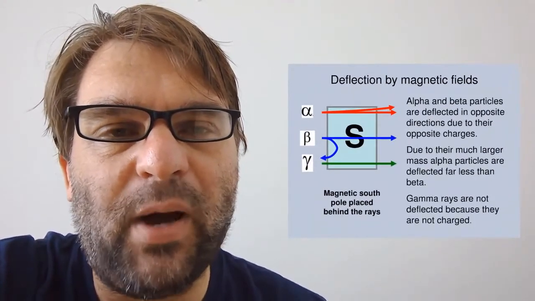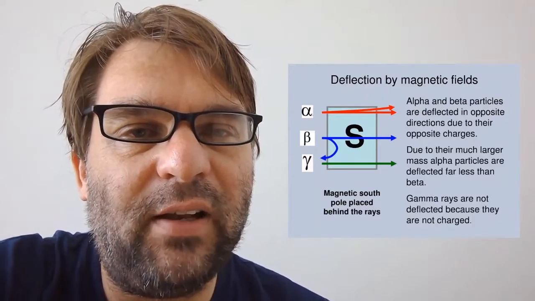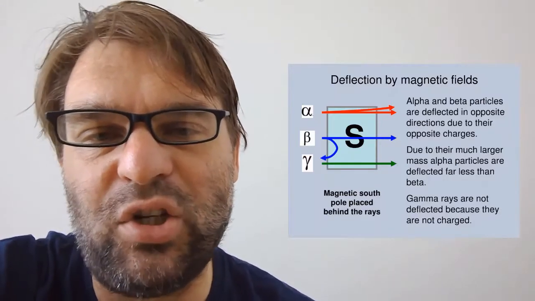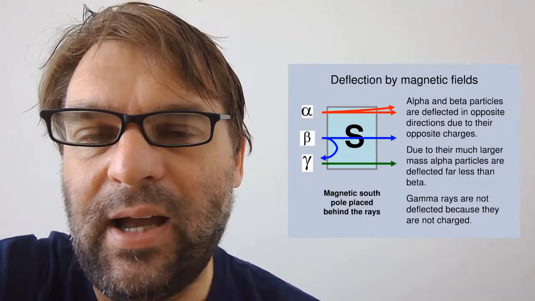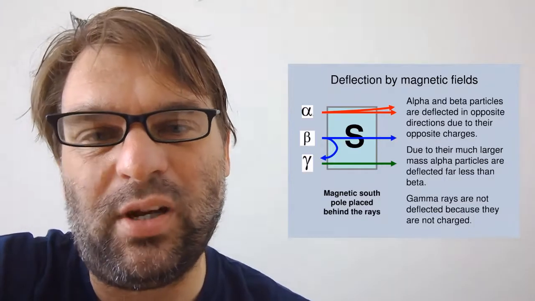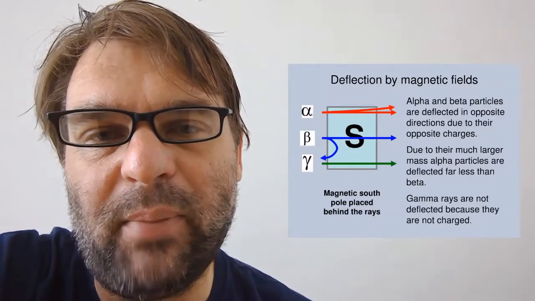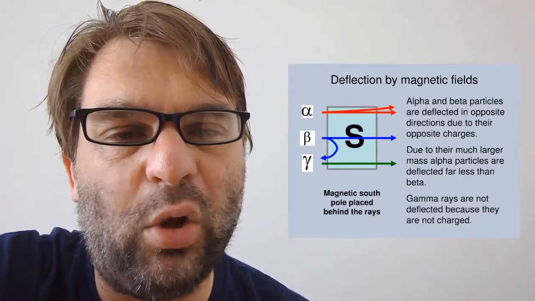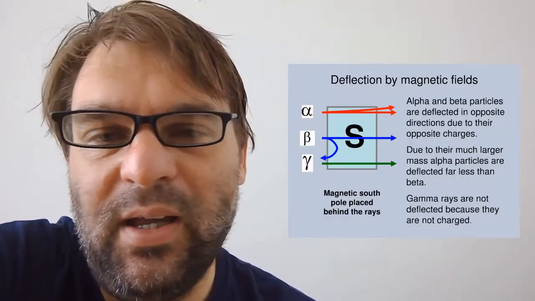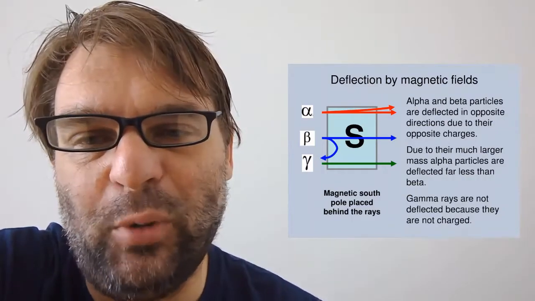In terms of deflection by magnetic fields, which is a property of these particles, alpha and beta particles are deflected in opposite directions because they have opposite charges. Alphas are positively charged, betas are negatively charged. Because alpha particles are a lot heavier, being basically the nucleus of a helium atom, they are deflected a lot less than beta. Beta gets deflected quite a lot. Gamma rays aren't affected by magnetic fields because they don't have any charge, and only charged species are deflected in magnetic fields. They just go straight through.